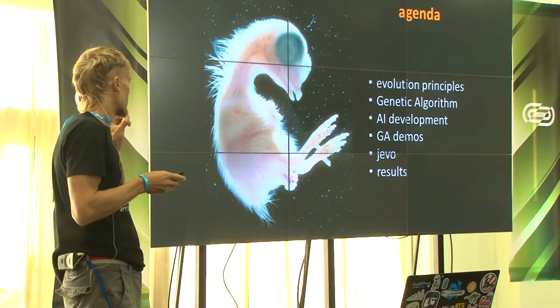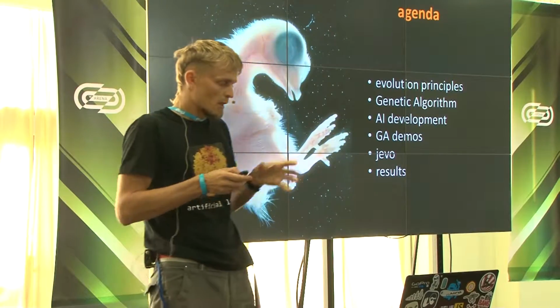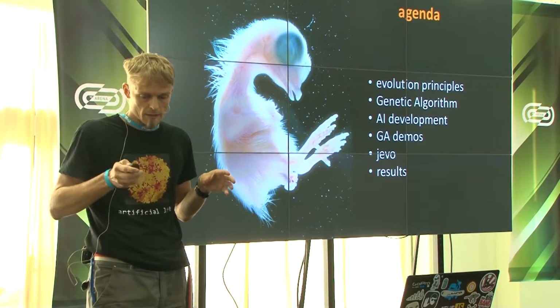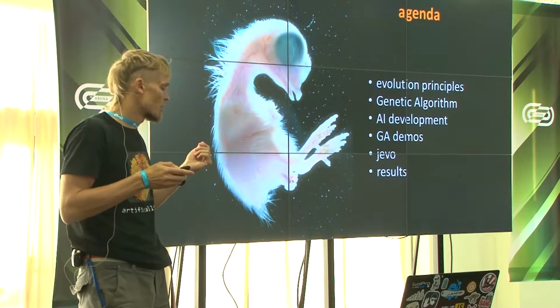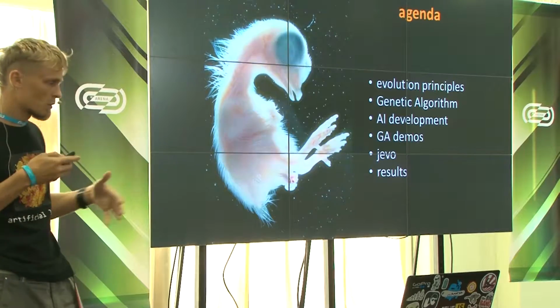I will tell you about evolutionary principles, about artificial intelligence, genetic algorithms, and I will tell you about my experiment. This is Jevo. This is an open source application on GitHub, and I will show you the results.